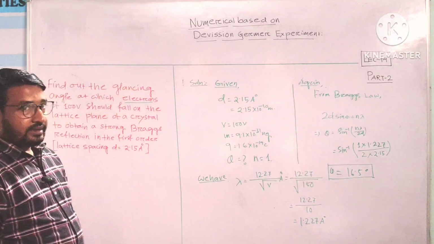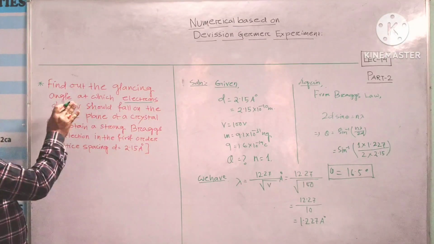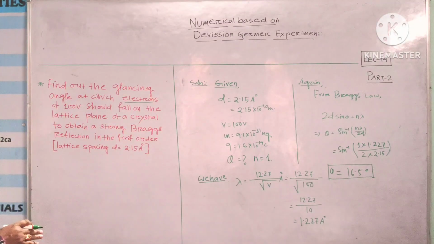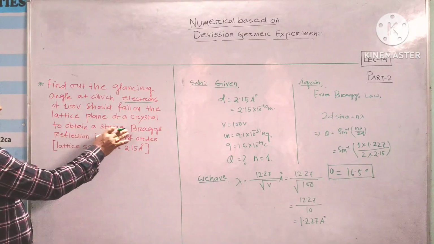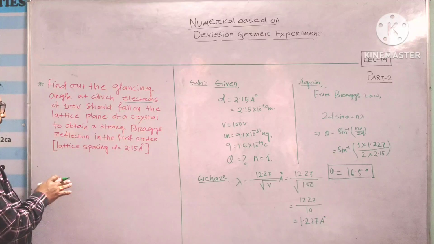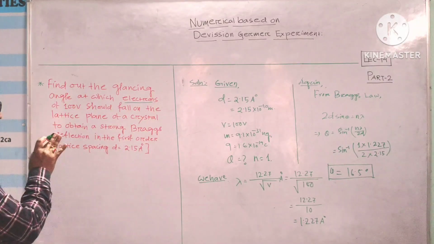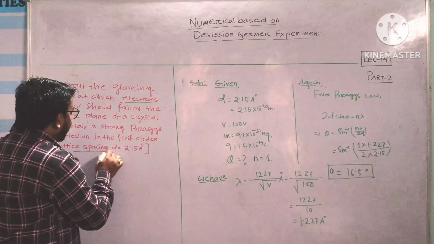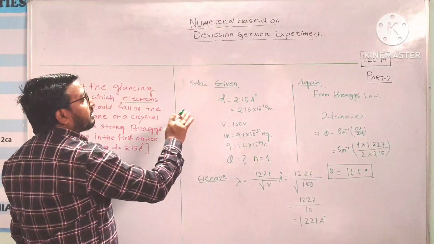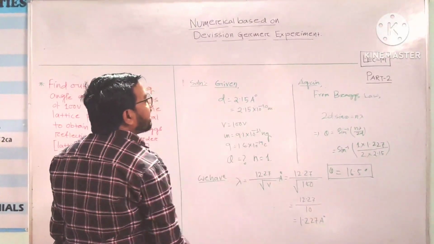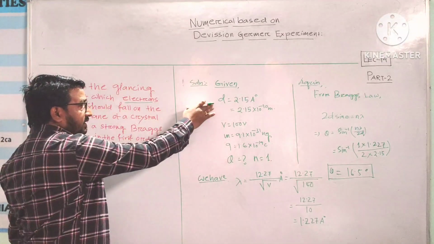For your better understanding, I am going to repeat it once again. The statement of this question: find out the glancing angle at which electrons of 100 volts should fall on the lattice plane of a crystal to obtain a strong Bragg's reflection in the first order, and lattice spacing d equal to 2.15 angstrom. So the given information is the lattice spacing, denoted by d, equal to 2.15 angstrom. We can convert it to 2.15 into 10 to the minus 10 meter, because 1 angstrom equals 10 to the power minus 10 meter. So this is our first given data.